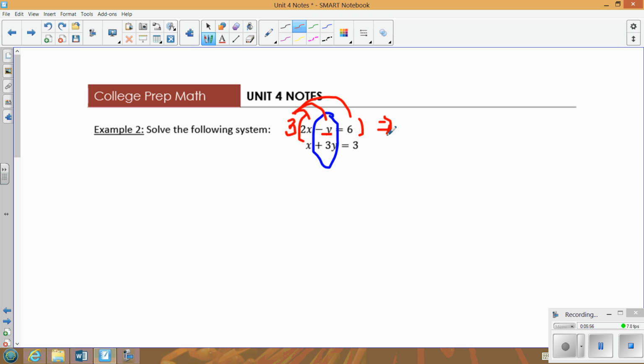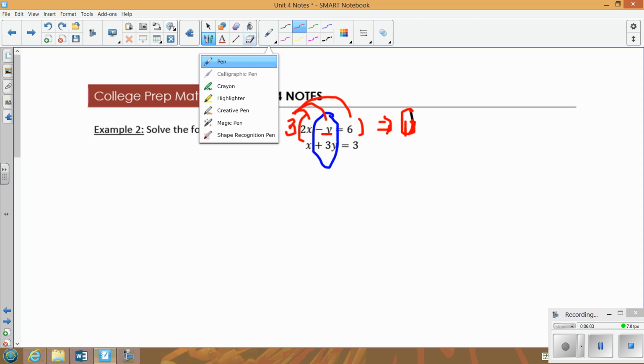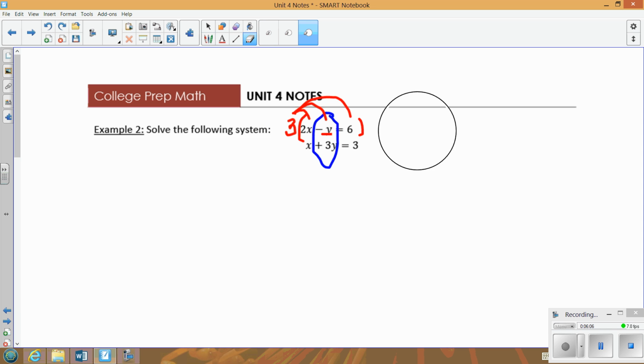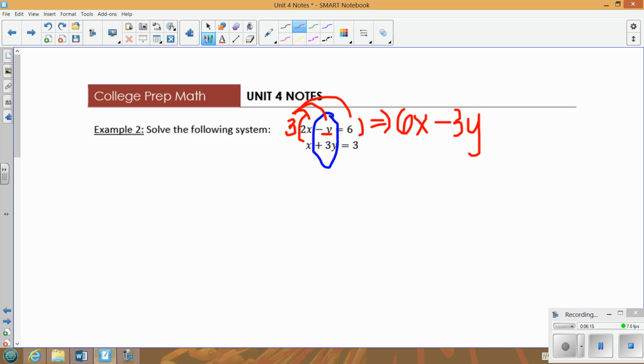So what I'm going to do is I'm going to rewrite this. I'm going to distribute that 3. So I'm going to have 6x. Let me just rewrite that. So 6x, when I multiply, I have 6x minus 3y equals 18. And then this bottom equation, I don't need to change because I already have a 3y down there. And there's going to be times where we're going to have to change both, which we'll see in a minute. But for this one, I'm good with just leaving it as is.